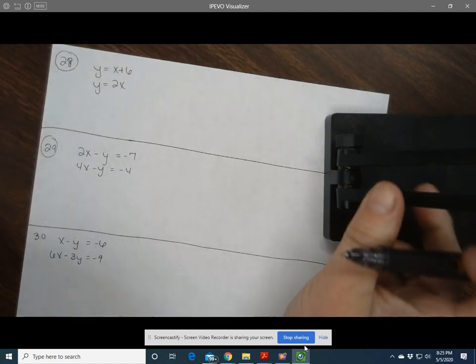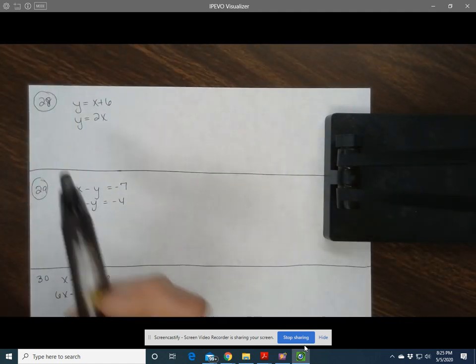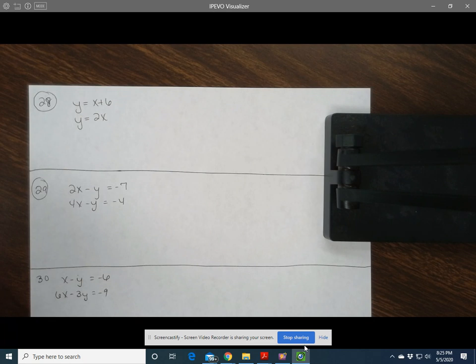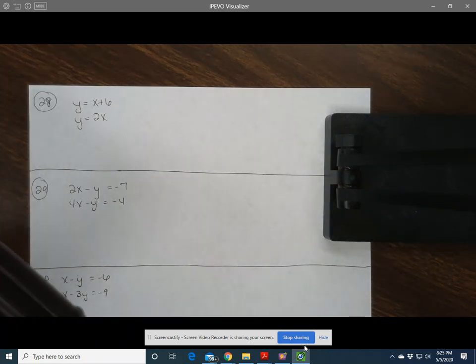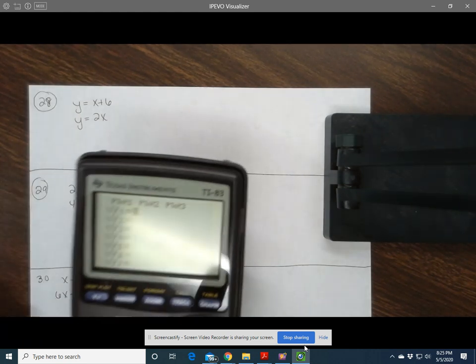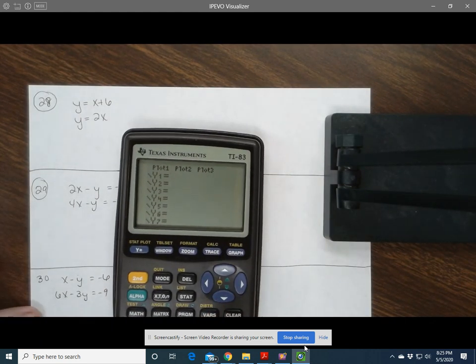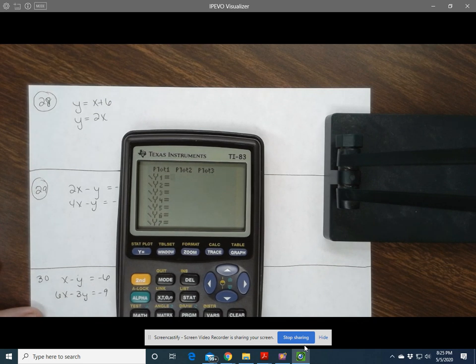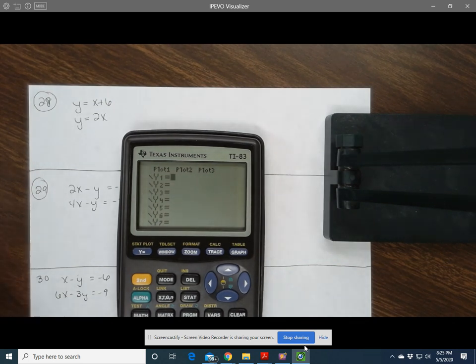Okay, on this first one, number 28 by the way, since these are already in y equals mx plus b, I'm just going to take this opportunity to show you how to do it on the graphing calculator. If they're already in y equals mx plus b, you can do this. I told you guys I'm smarter than the calculator, the calculator is way smarter than me.